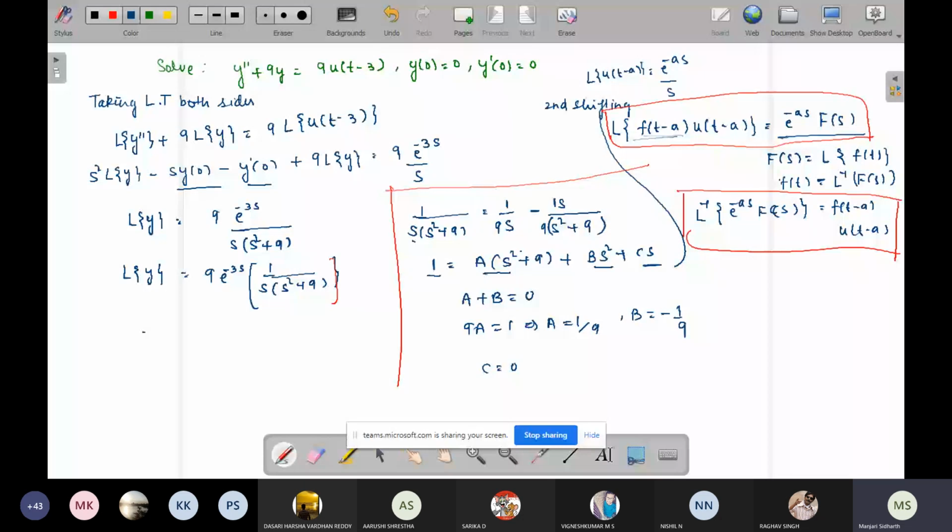That means 9 e power minus 3s times 1 by 9s minus 1 by 9 into s square plus 9, but this is s here. This 9 and this 9 you can cancel, so I'll erase this. Now this is the Laplace transform of y. That means y is equal to L inverse of this. So I'll erase this calculation part now.